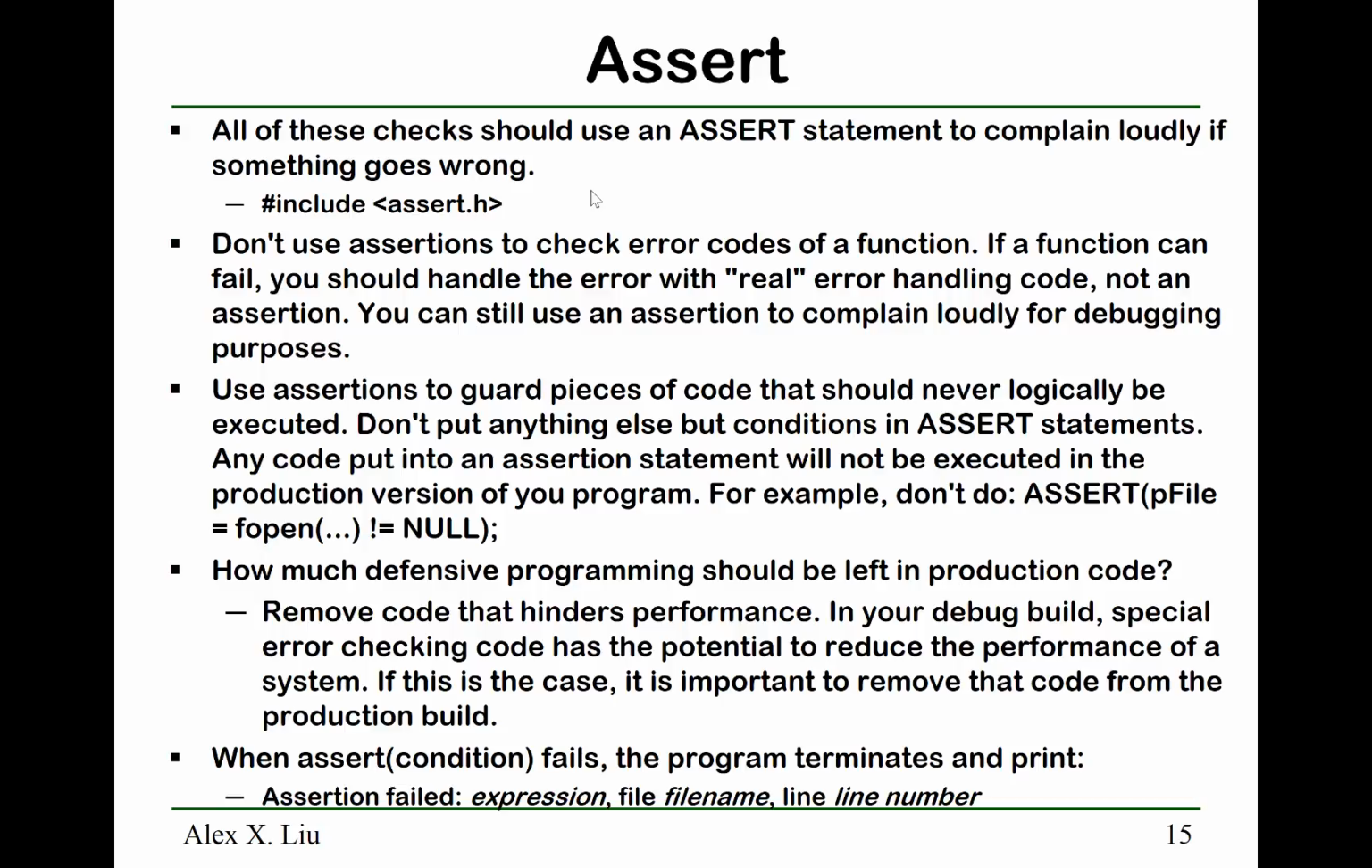So you should use assertion to guard your code that should never logically be executed when you release the code to the customer. For example, if you open some file and that file cannot be opened, you should not use assert, because assert will not be in the released version to the customer.